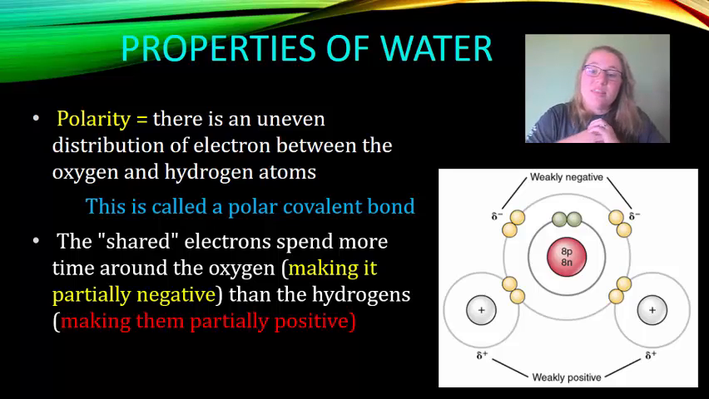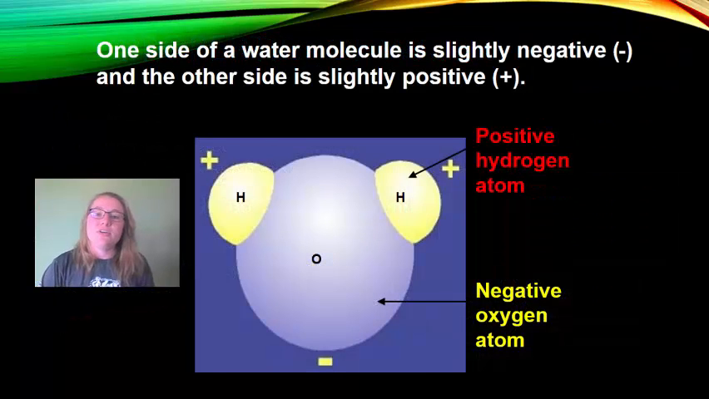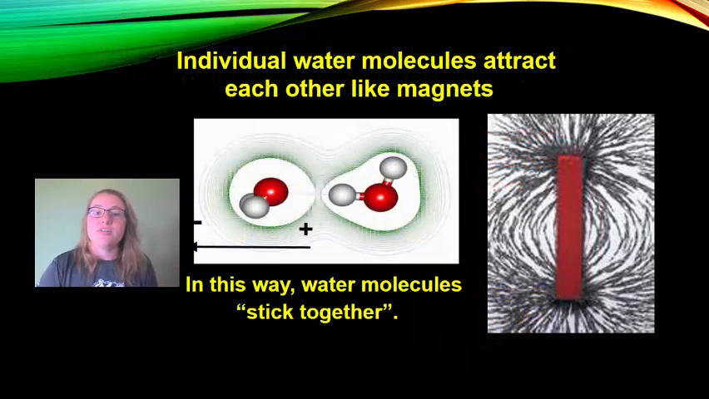This is not making it an ionic bond. This is just making that covalent bond slightly unequal sharing. That's it. So one side of the water molecule is a little bit negative, the other side is a little bit positive. And this leads to some pretty interesting interactions between other water molecules. So each water molecule attracts other water molecules like magnets.